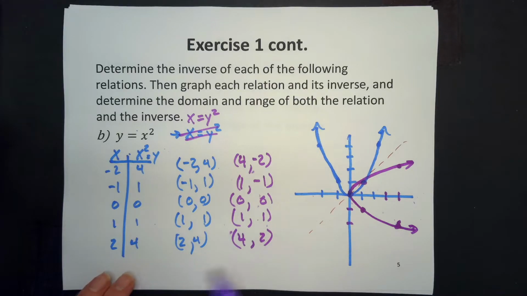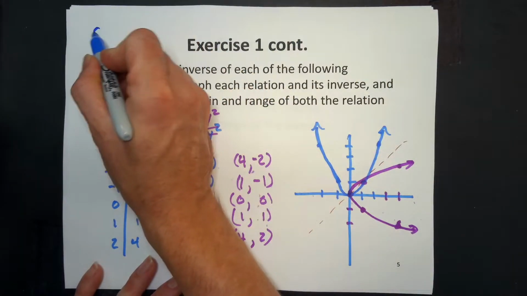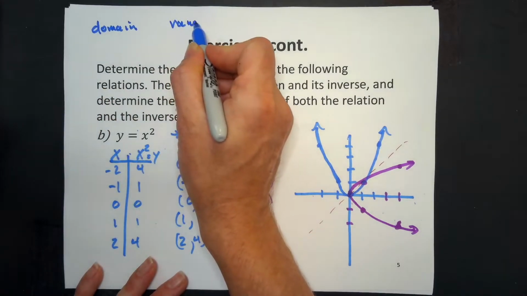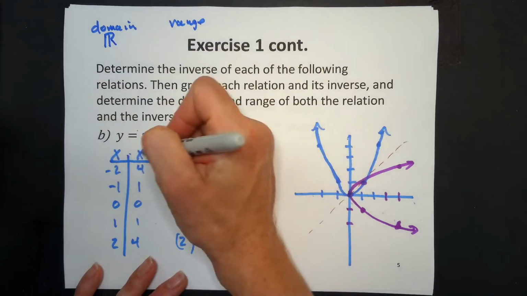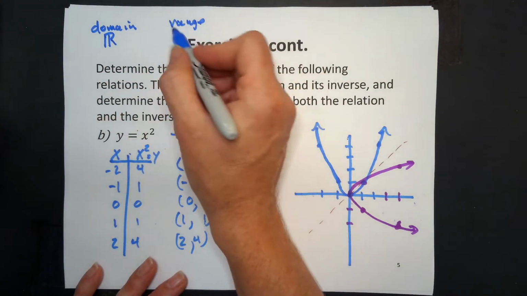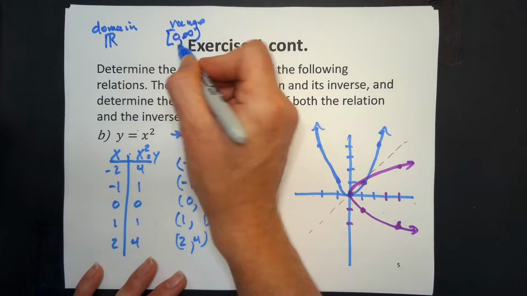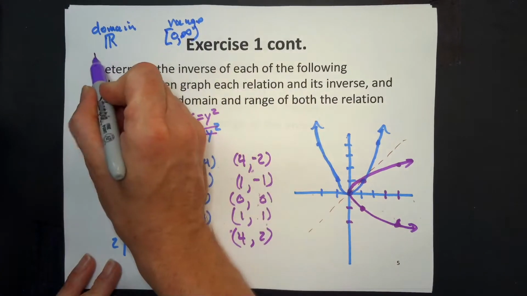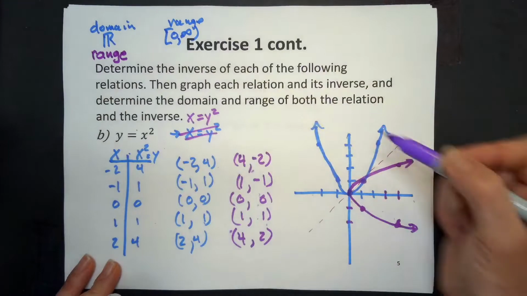And so if we were to say our domain and range for the whole thing, for the original parabola, the domain would be all real numbers. I can plug anything in for x. And the range, the y values I get back out, I'm going to restrict from 0 to infinity. And then for my inverse, all real numbers becomes my range. So I get all y values back out.